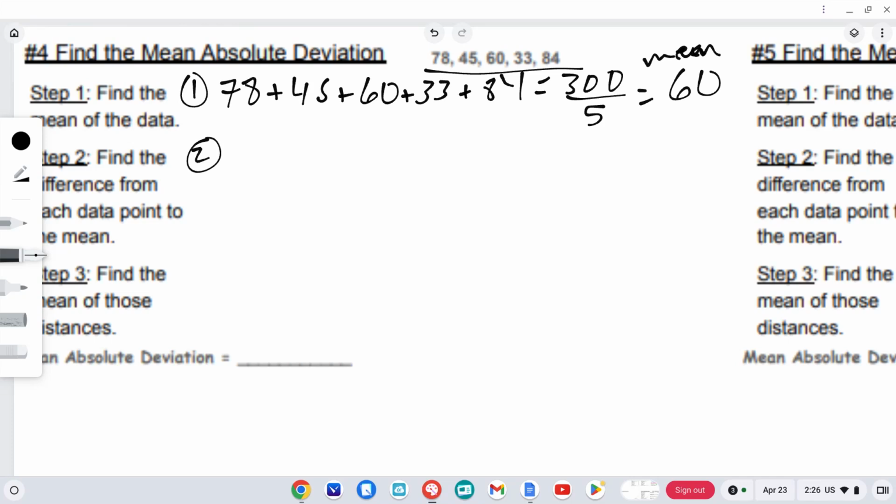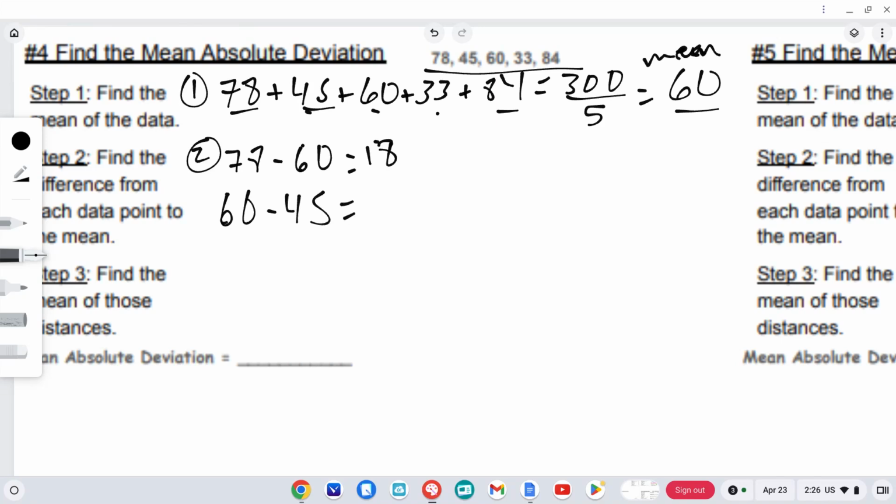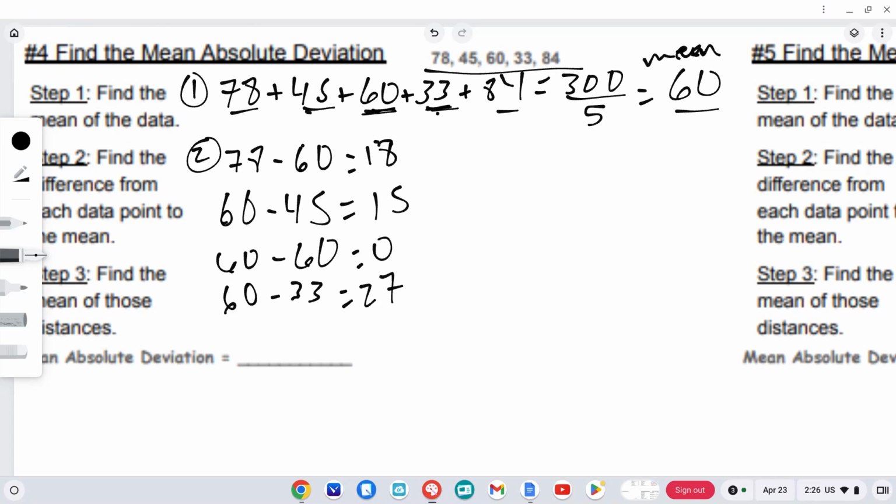Step number 2, I got to figure out how far are each of these numbers away from 60. All right, well, 78 minus 60 is 18. Then 45, okay, so 60 minus 45. Remember, I'm putting the bigger number first. 60 minus 45 is 15. Then the next number is 60. Oh, that's easy. 60 minus 60 is 0. Next number is 33. Okay, bigger number first. 60 minus 33 is 27. And then the last one was 84. Okay, so 84 minus 60 is 24.